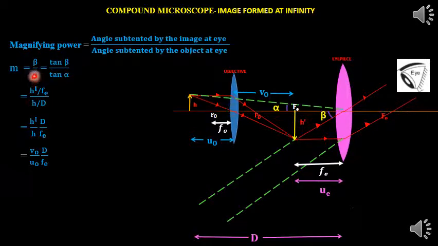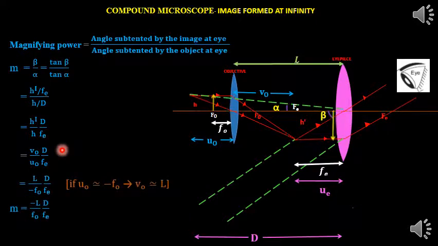At small angle it is tan beta divided by tan alpha, which is h dash by fe whole divided by h by d, equals h dash by h into d by fe. But h dash by h equals vo divided by uo. Hence m equals vo divided by uo into d by fe.